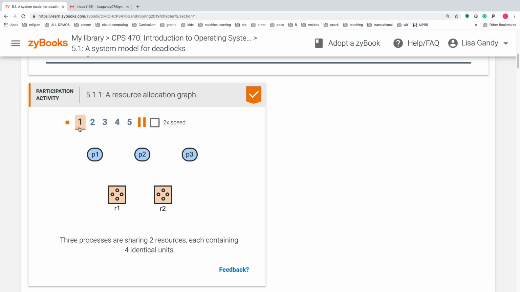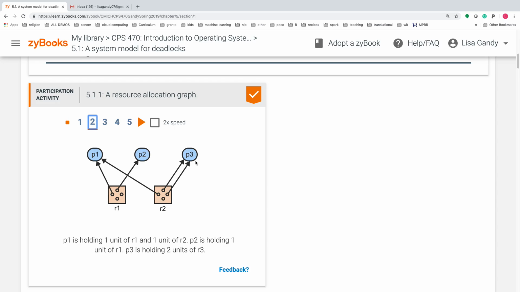Let's just look at this real quick. So 3 processes sharing 2 resources. They each have 4 identical units. P1 is holding a unit of R1. From this graph, we can see that. P2 has a unit of R1, and P3 has 2 units of R3. We haven't really talked about this in the other sections, but a process can have more than 1 unit of a resource, like it has a bunch of them.